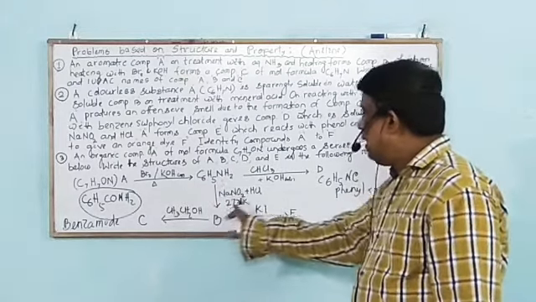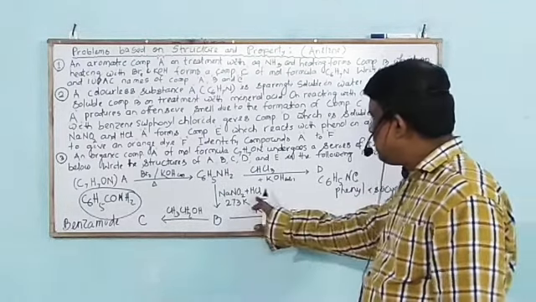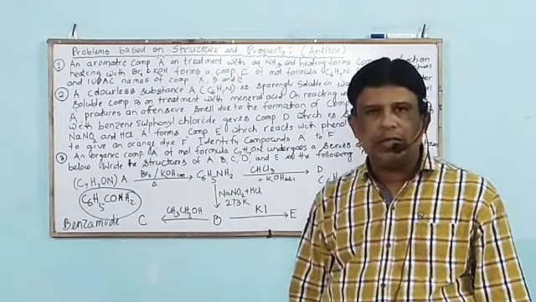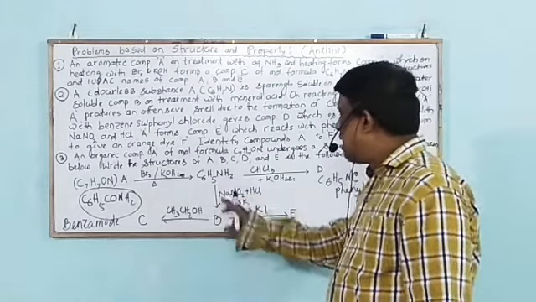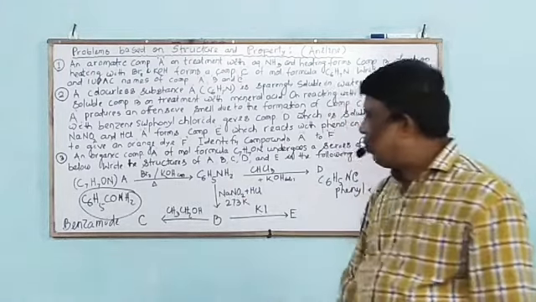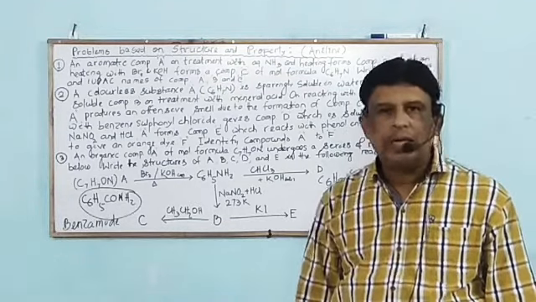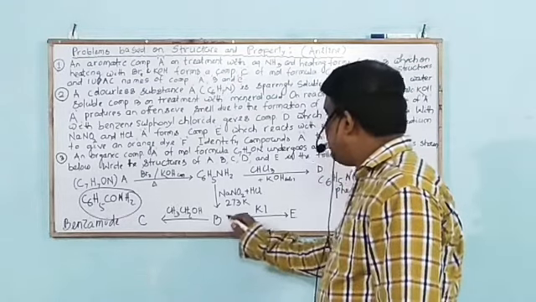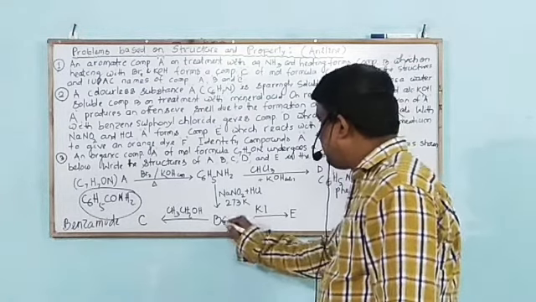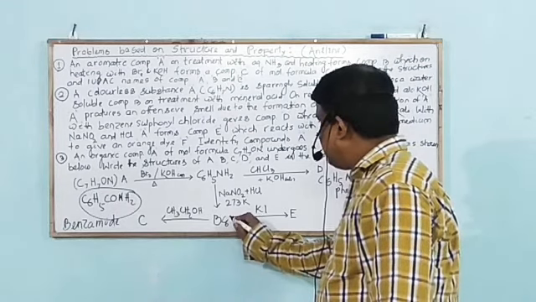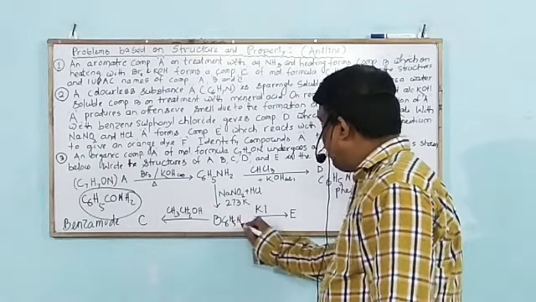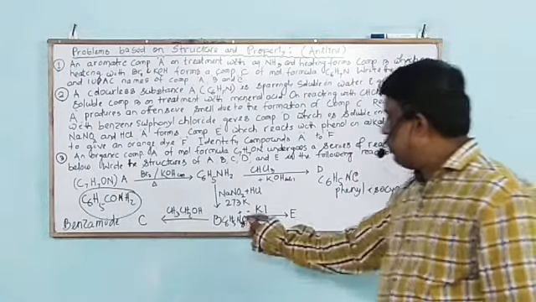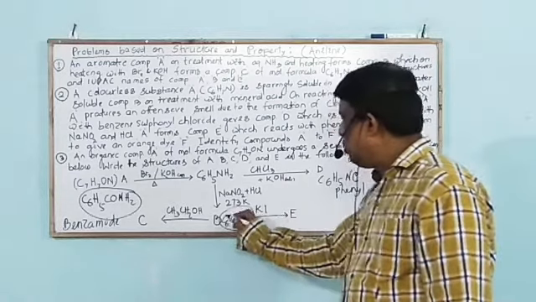Next, when aniline reacts with sodium nitrite and HCl at 0 degree centigrade, that is known as diazotization. Aniline reacts with nitrous acid at ice cold temperature to form benzene diazonium chloride. So here B is benzene diazonium chloride, C6H5N2+Cl-.